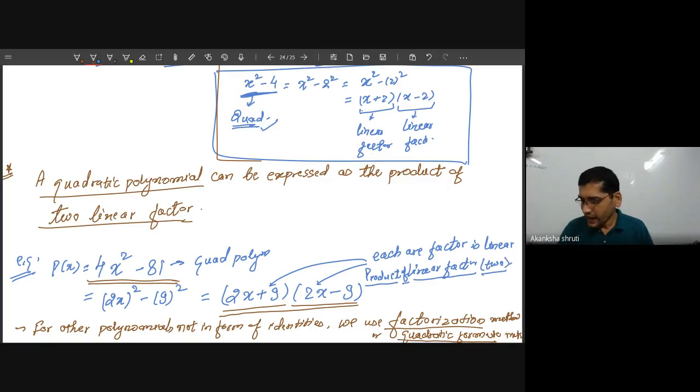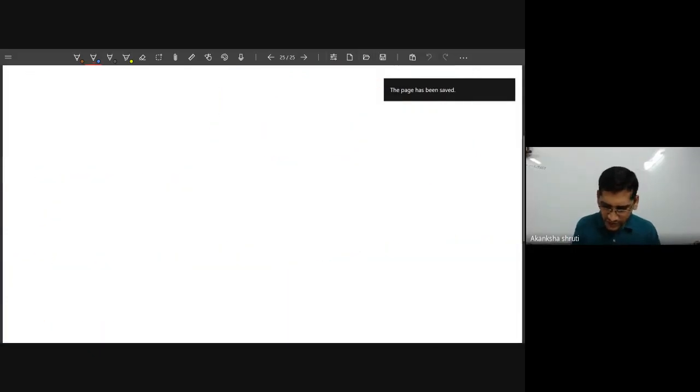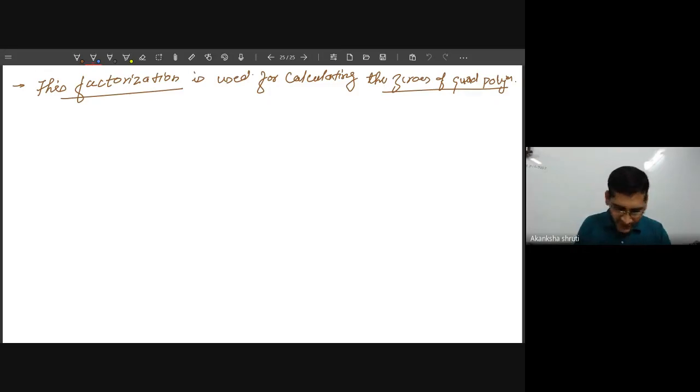So how to write? The quadratic polynomial is equated to the product of two linear factors. Then, for getting the zeros, the quadratic polynomial has to be equated to 0, meaning each linear factor can be equated to 0. Then the value of x can be calculated. So that is the ultimate purpose. But what is this factorization method? Please understand it very carefully. Students, so how to factorize this? So the question is how to factorize.